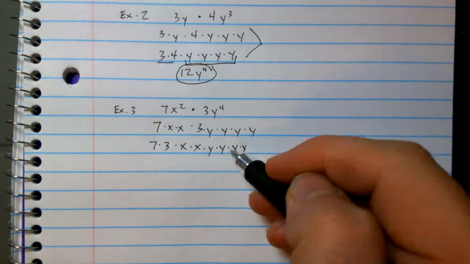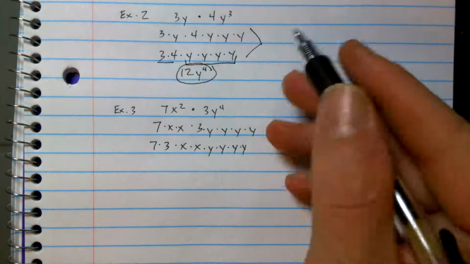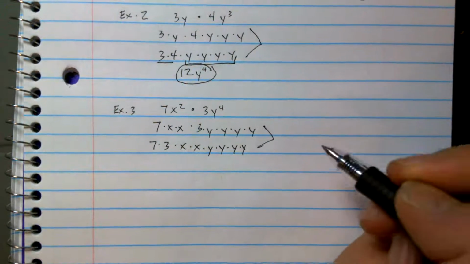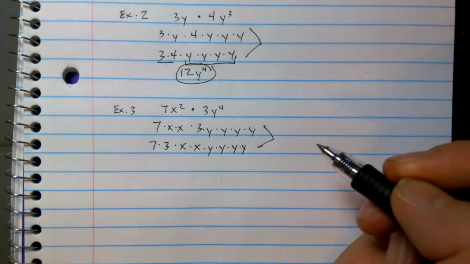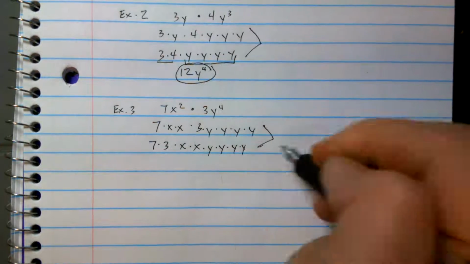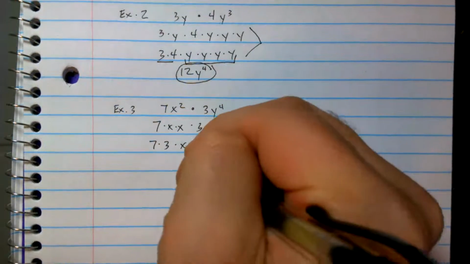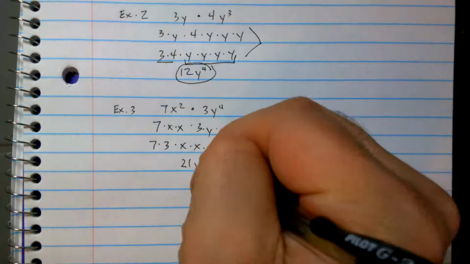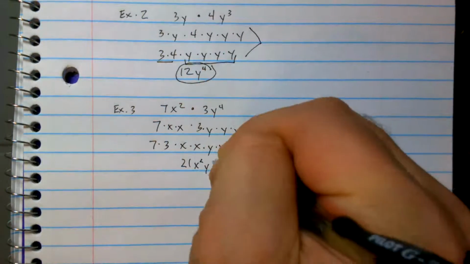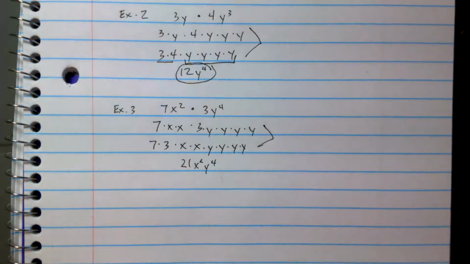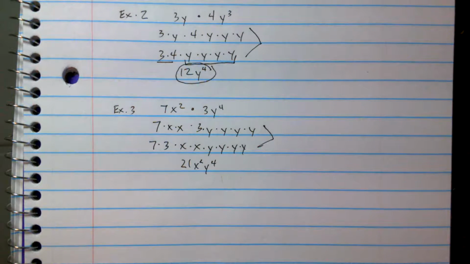And you can see why I wouldn't want to continually do this step here, because as you do this with larger and larger exponents, you're writing too many and you'll probably forget one. But I know 7 times 3 is 21. I can't do anything with the x's and I can't do anything with the y's as far as combining them. So they just stay x squared y to the 4th. So everything has come together.